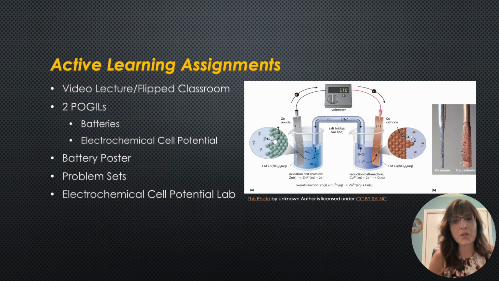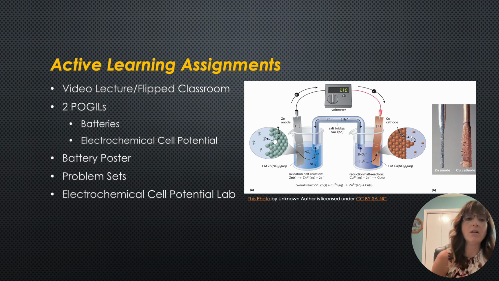In part 2 of electrochemistry, we're going to do, again, a video lecture, that flipped classroom we've been using all year. We're going to do 2 POGLs, one on batteries, and it's pretty easy. It's just from the regular high school chemistry POGL book. And then electrochemical cell potential. We're also going to do a battery poster, really solidify not only the flow of electrons and the flow of ions, but really get that vocabulary down. Of course, we're going to do a problem set from our textbook. And last, we're going to wrap it all up with the electrochemical cell potential lab, which I know you're going to love.